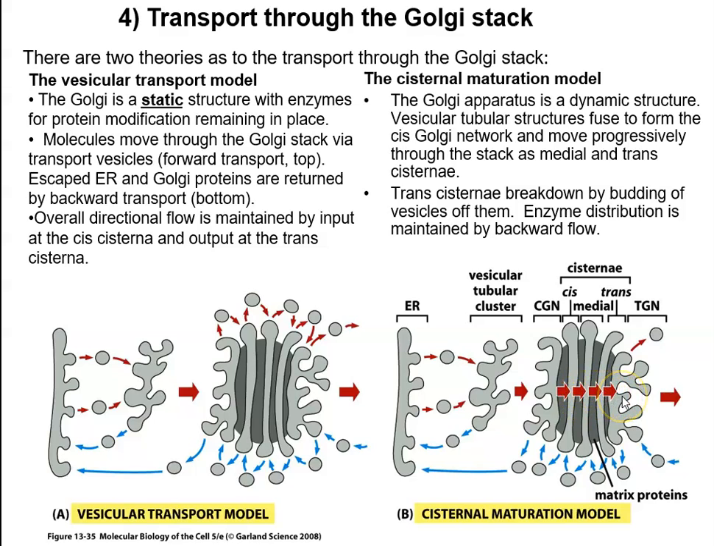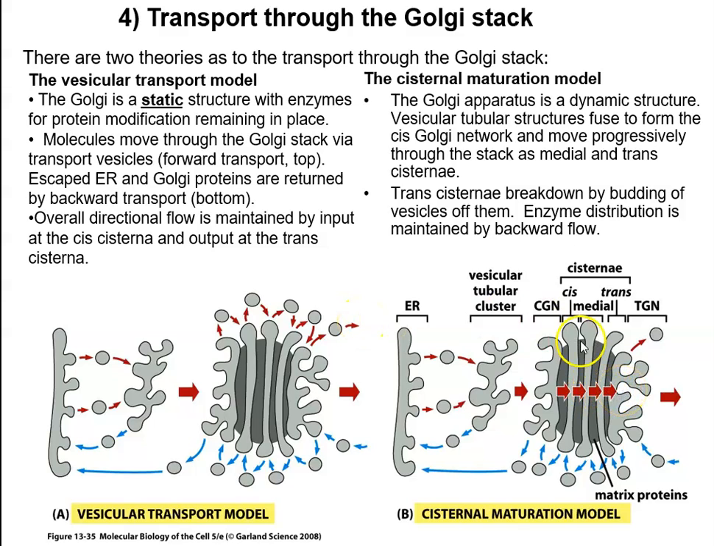and so on. And there's evidence to show, when you start tagging proteins with fluorescent molecules, that both of these can happen simultaneously. Proteins can go forwards within vesicles, whilst at the same time the stacks can move slowly forwards over a longer time period and mature.